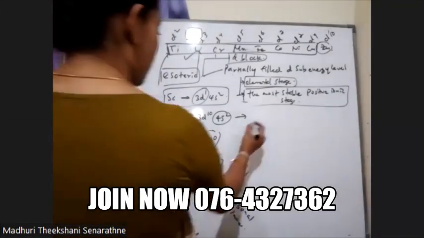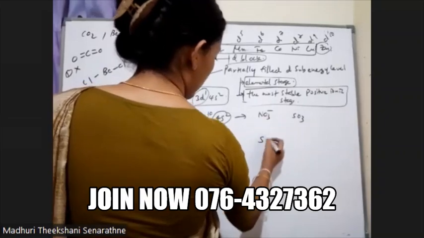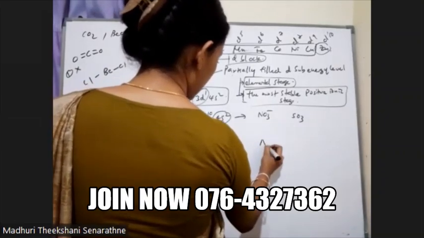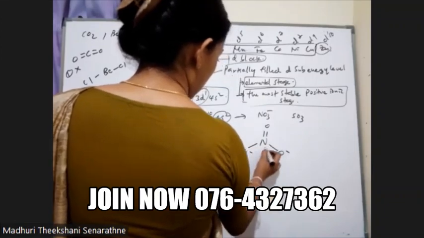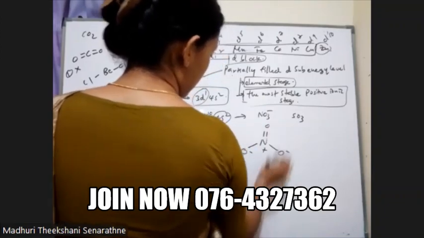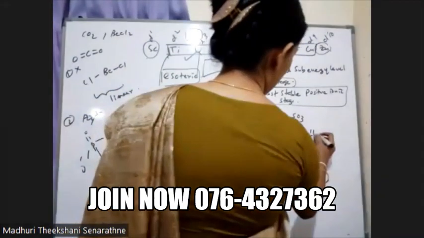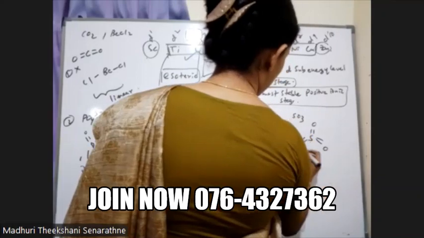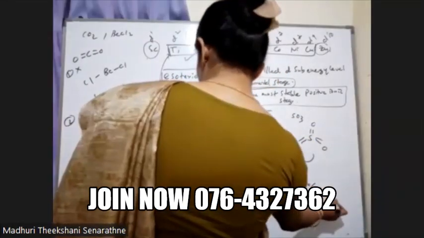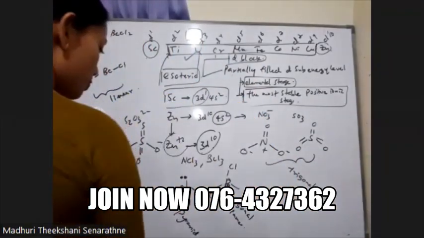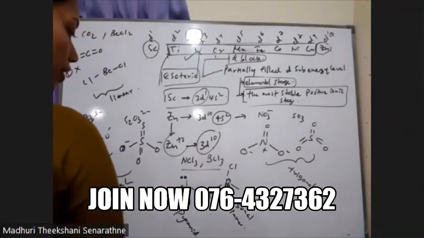And NO3- and SO3. NO3- like this one, and SO3 also have trigonal planar shape, both have trigonal planar. Therefore, the answer should be this one, NCl3 and BCl3. Two different shapes are there.